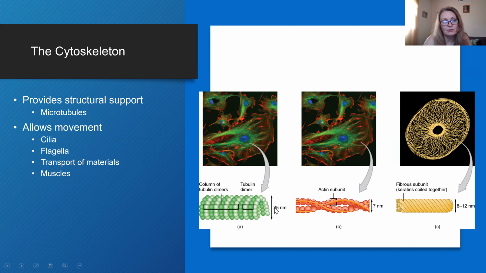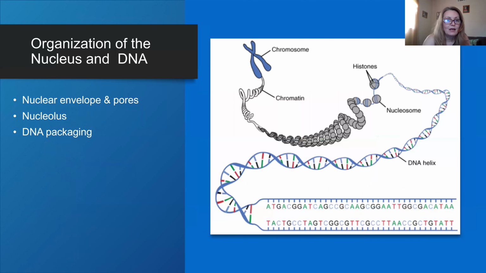Also, proteins that are part of the cytoskeleton allow movement or contraction of the cell. For example, your skeletal muscles contract because you have actin and myosin filaments, those proteins inside your muscle cells, and when they contract, the whole muscle contracts, allowing your muscle to move your bones, and that produces movement of skeletal muscles. Okay, and organization of the nucleus and DNA.